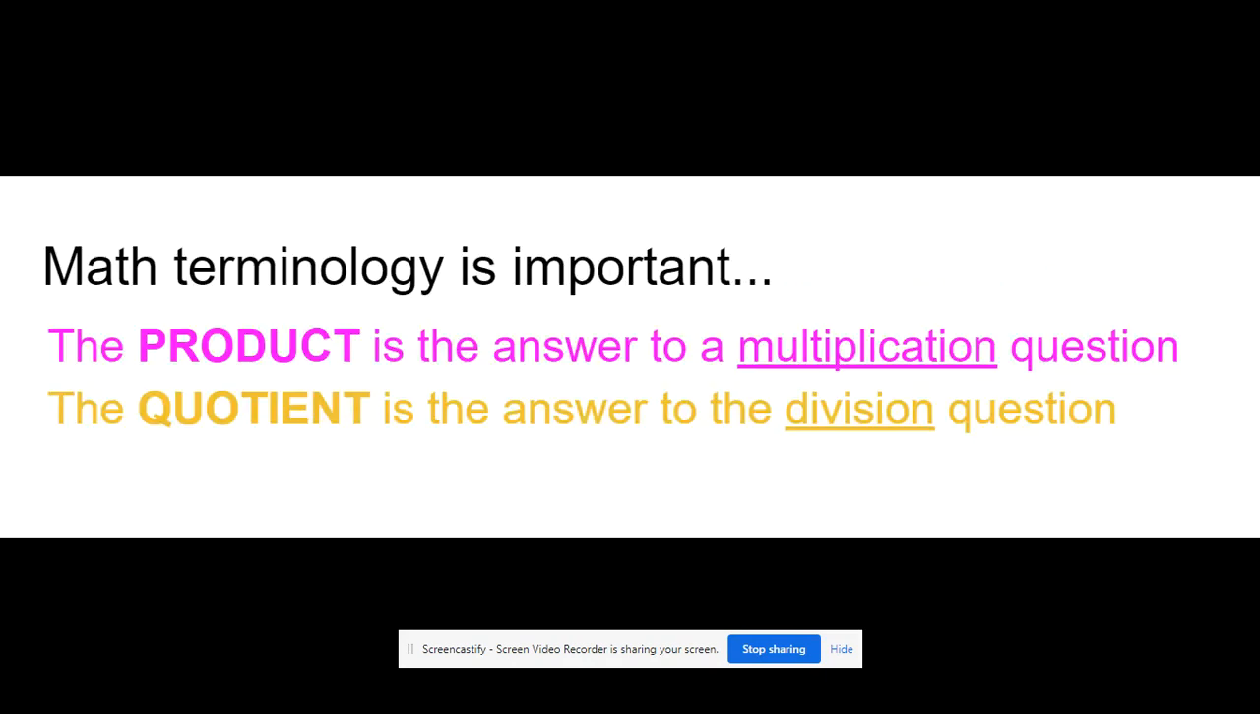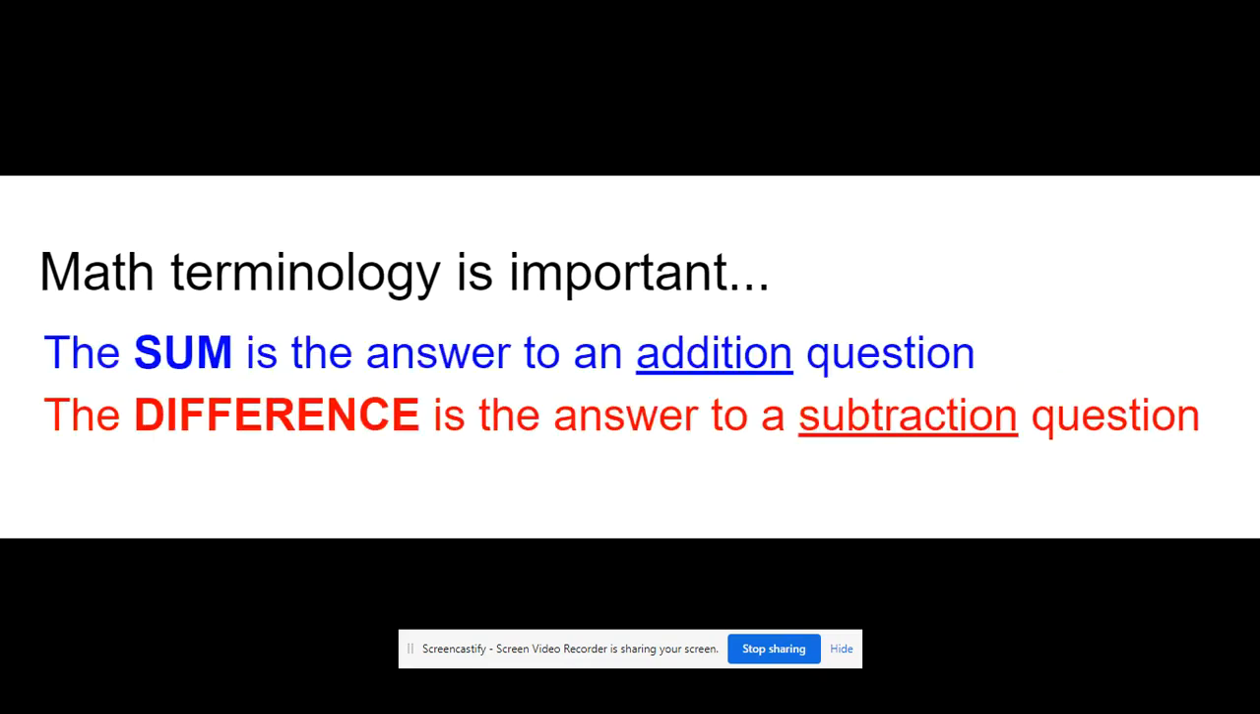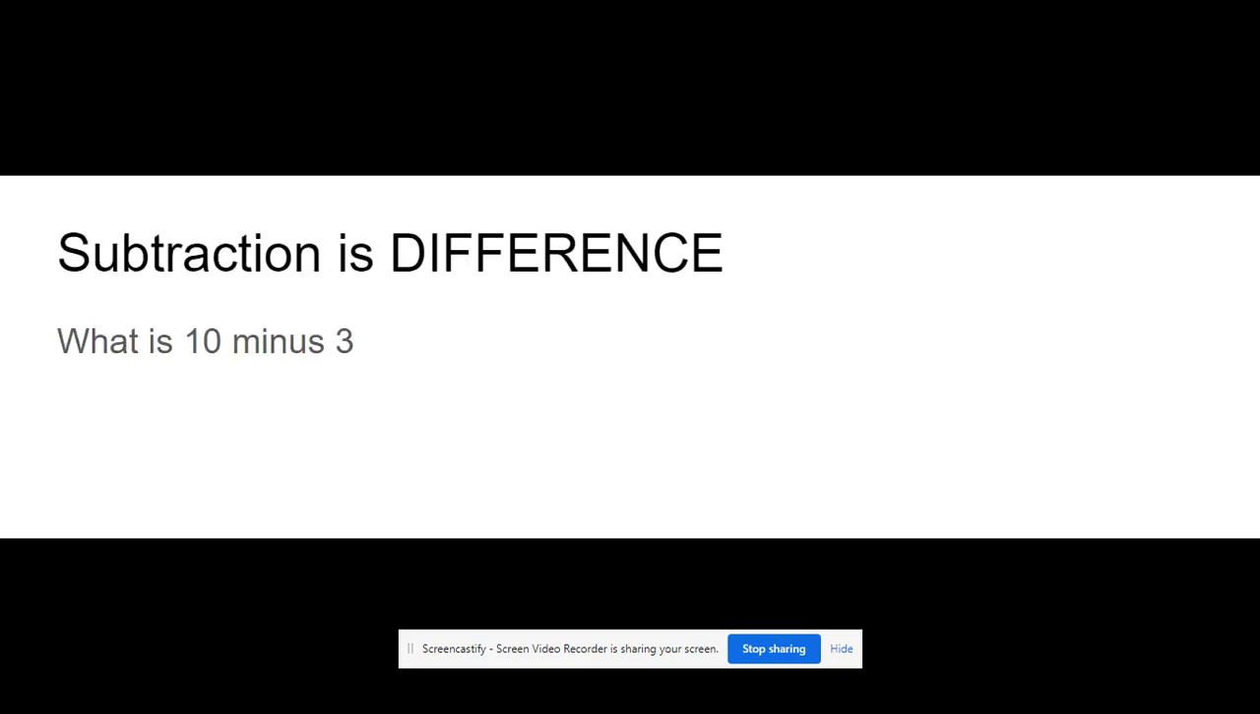Math terminology and vocabulary is important, so let's review that really quickly. The product is an answer to a multiplication question. Quotient is the answer to a division question. A sum is the answer to an addition question, and difference is the answer to a subtraction question. When you were younger, you probably learned about difference being the answer to a subtraction question. And let's think today about difference being a gap between numbers on a number line.